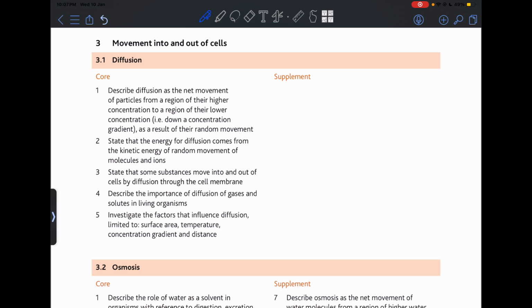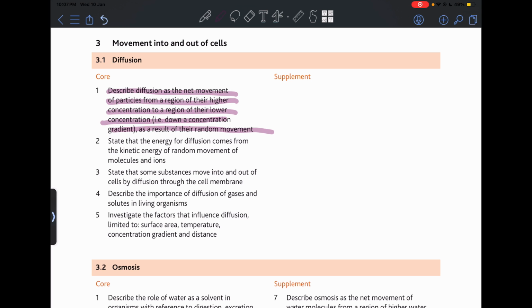So over here in this section, you're going to have to know that diffusion is the net movement of particles from a region of their higher concentration to a region of their lower concentration down a concentration gradient as a result of their random movement. This is memorization. You have to memorize this definition. This is important.